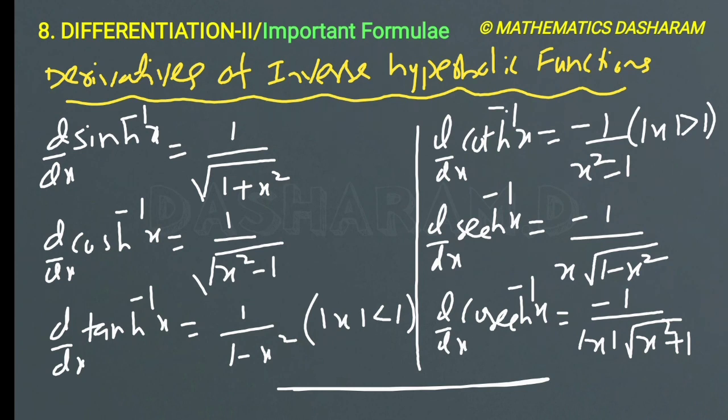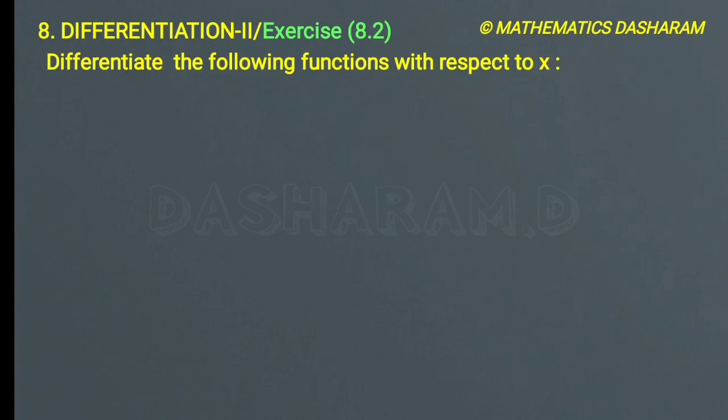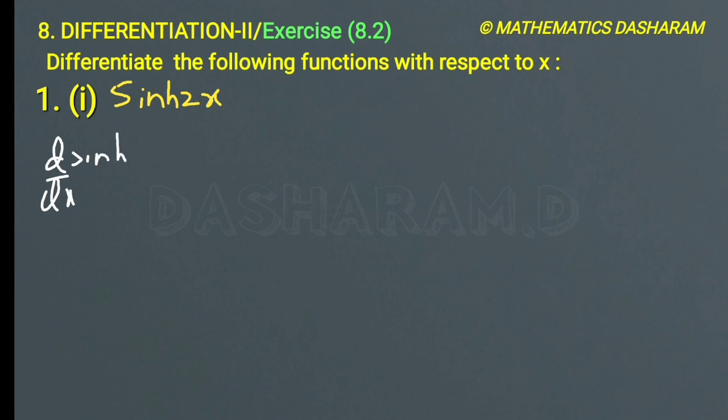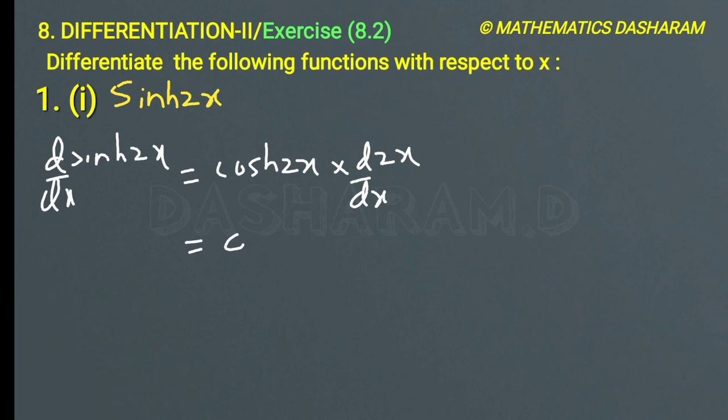So let's start exercise 8.2. Differentiate the following functions with respect to x. First question, sinh 2x. So derivative of sinh 2x equal to, we know that the derivative of sinh x formula is cosh x, so cosh 2x, and do the derivative of another function, that is 2x. Then it equals cosh 2x into the derivative of 2x, which is 2 into 1, so the answer is 2 cosh 2x.